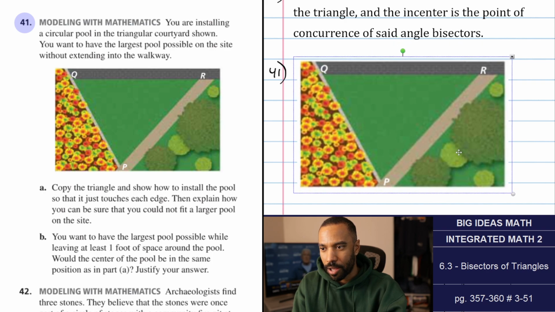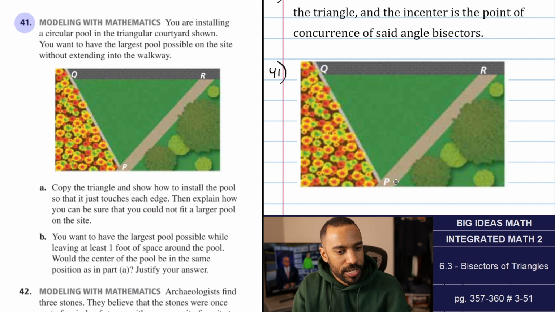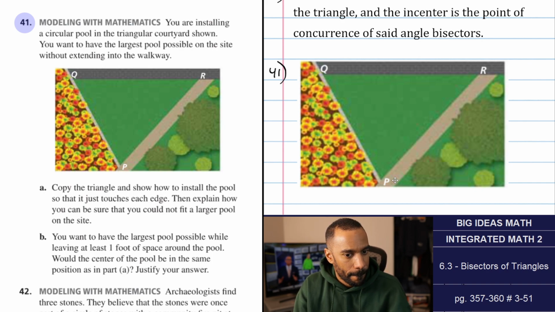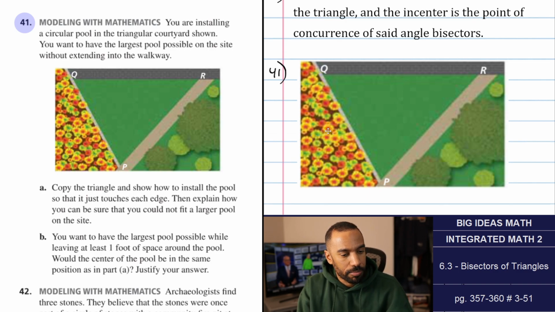Copy the triangle and show how to install the pool so that it just touches each edge. Then explain how you can be sure you could not fit a larger pool on the site. So it's a circular pool. Show how to install it so it just touches each edge. Explain how you can be sure it could not fit a larger pool.